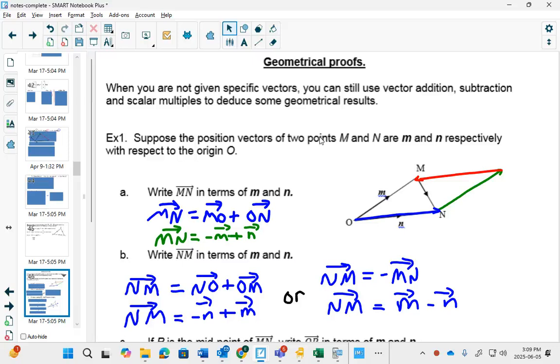So often I like to use the pictures and the lines that I have. That's why I would write minus N first and then plus M second. I can see it on the lines that were given. But writing it the other way still gets you to the same spot.